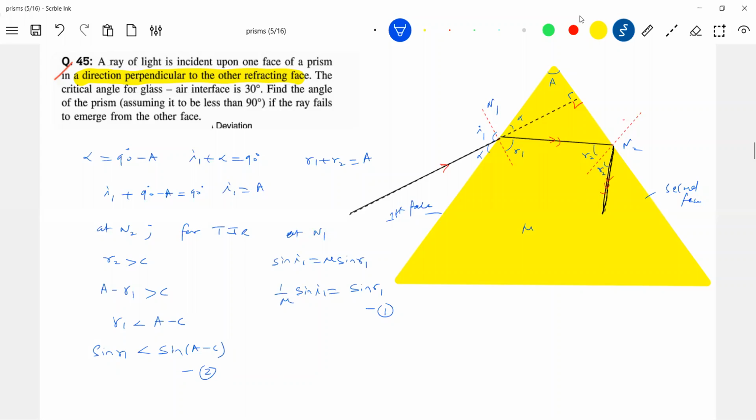Sin R1, what we can write it as... what is 1 by mu? One more idea. 1 by mu should be sin C, the critical angle, or sin R2. So where C is equal to R2, okay, R2 greater than C, no? Now just the critical angle, R2 will be greater than or equal to it. The critical angle for the glass air interface is 30 degrees. So with that, shall we bring the value of mu directly?